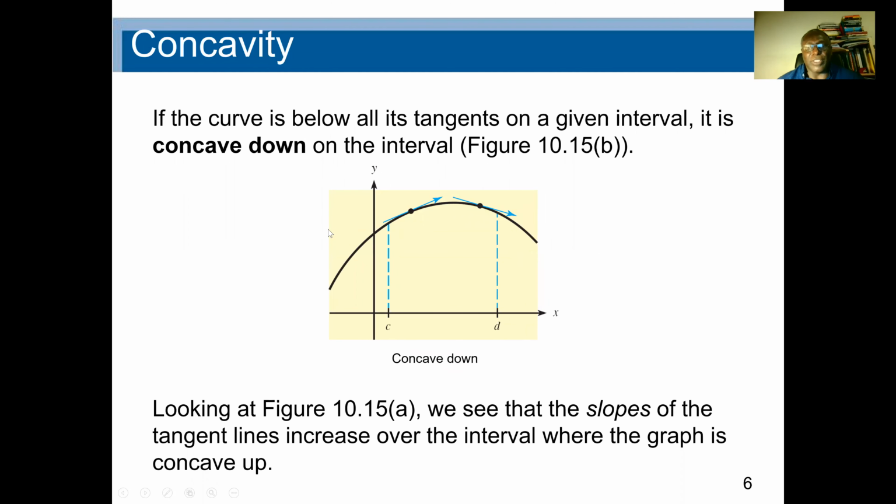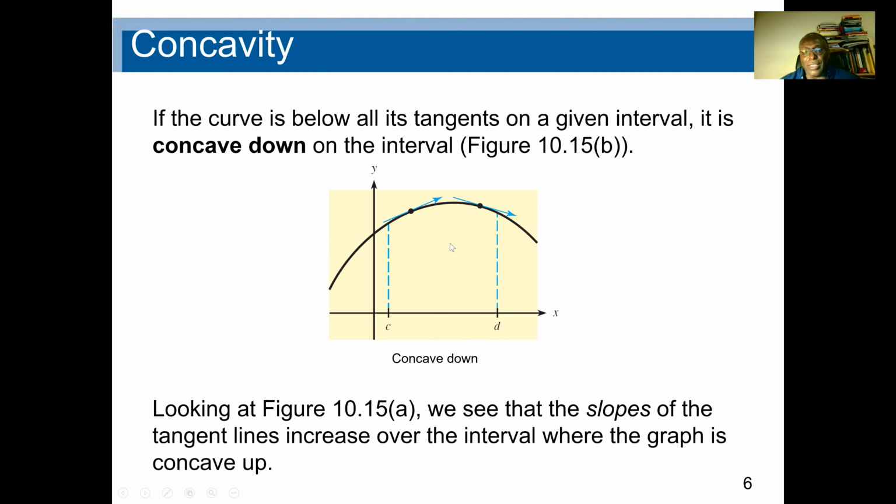And also concave down is the opposite of concave up. Here we say that the curve is below, or the tangent is above the curve. So here we say if the curve is below all its tangents on the same given interval, let's say here we have a point C to D, so the interval is between C to D, we say that the function is concave down.